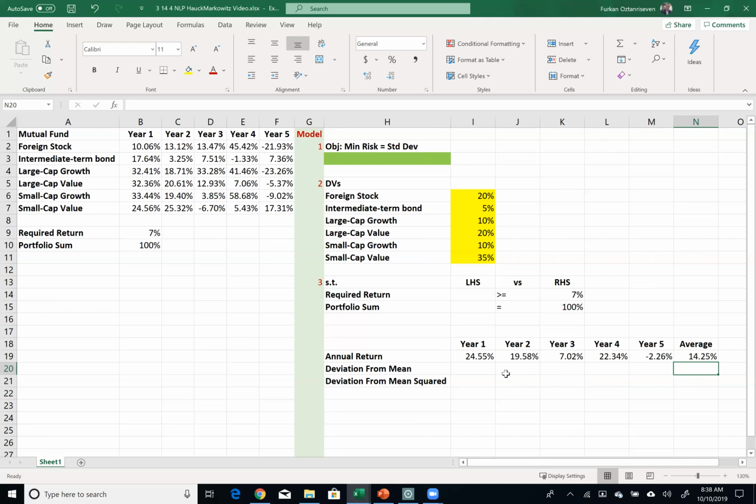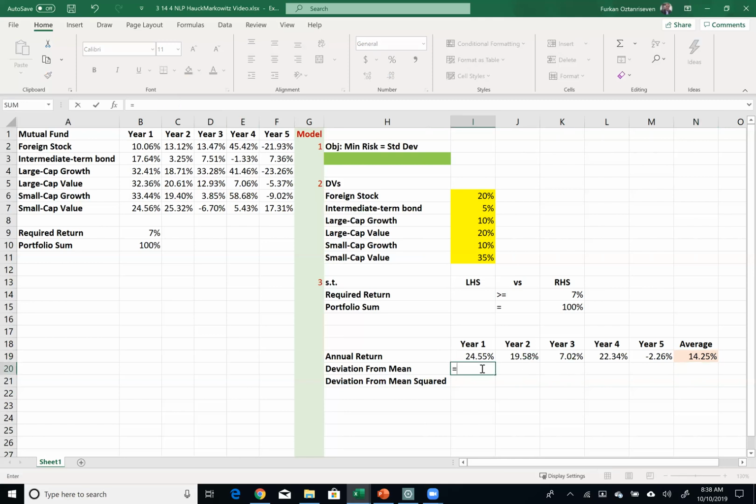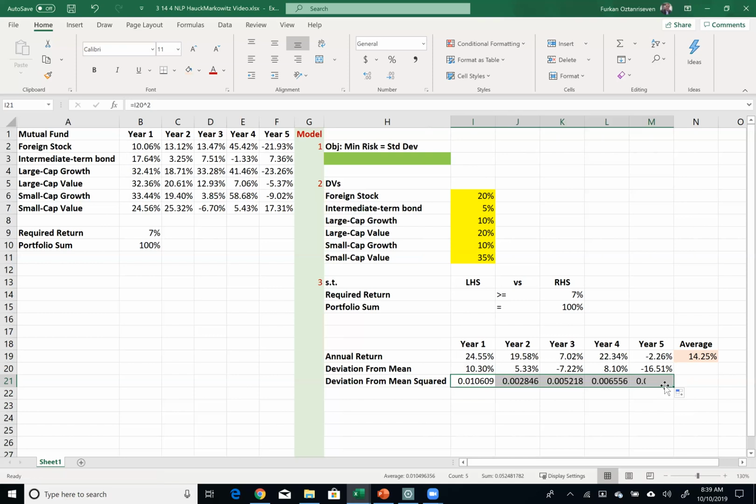All right, so what am I gonna do next? I would like to know the deviation from the mean. So this is my mean. Maybe I can color it a little bit differently. So my deviation from the mean is literally this minus this. Let me lock this average. I'm going to use it over and over again. So I deviated 10% from the mean in year 1. And year 2, 5%, year 3, negative 7%, and so on. And I don't want these negatives and positives to cancel each other out. So that's why I will take the square of that, power 2, so that positive and negative won't cancel each other out. Perfect. Now, if I add these up and take the average, it will give me average variance. If I take the square root of that, that will give me standard deviation.